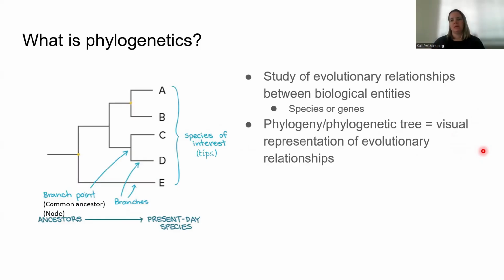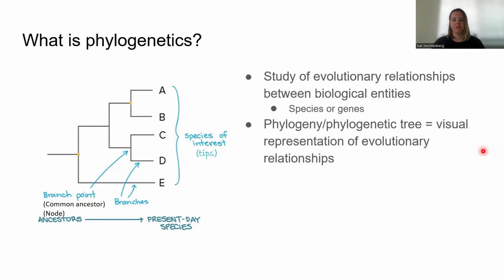So usually when we think about phylogenetics, we're thinking about how different species are related, right? So how are species A and B related, and where was their common ancestor, and so on and so forth. How have they evolved? But we can also apply this to genes as well and the proteins that they code for. And we study phylogenetics by using phylogenies or phylogenetic trees.